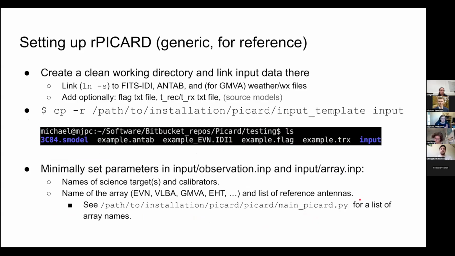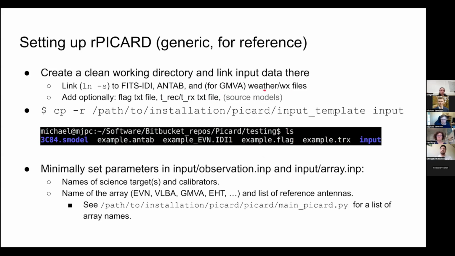So let's now say you have downloaded the pipeline. Then how you run it is you just create, somewhere, a clean working directory, and you put links to all of the required data and metadata there. So obviously, you need your FITS-IDI files. Then you would usually have antab tables, depending a bit on which VLBI array you're looking at. VLBA, for example, has these attached to your FITS-IDI files already, so these are then not needed. But for both GMVA and EHT data, you will get separate antab tables together with your data that you can then put in your working directory.